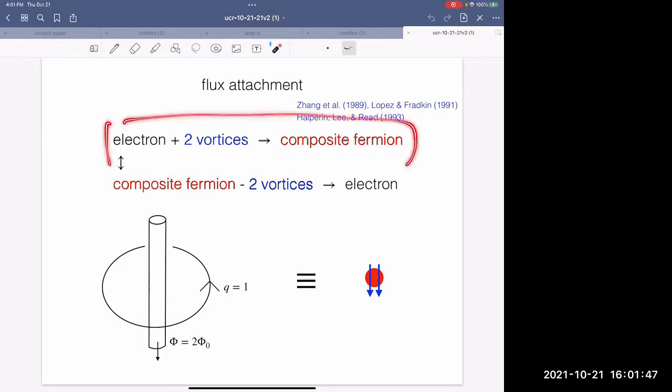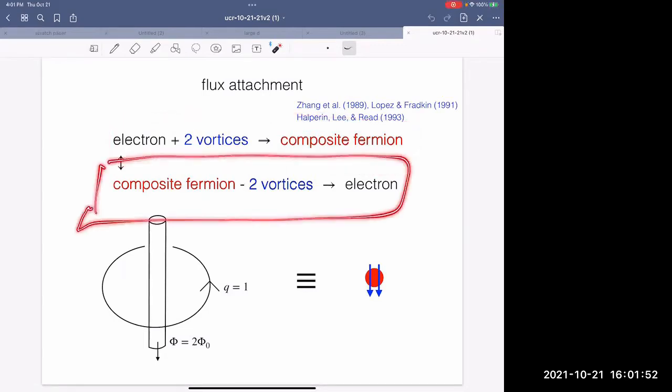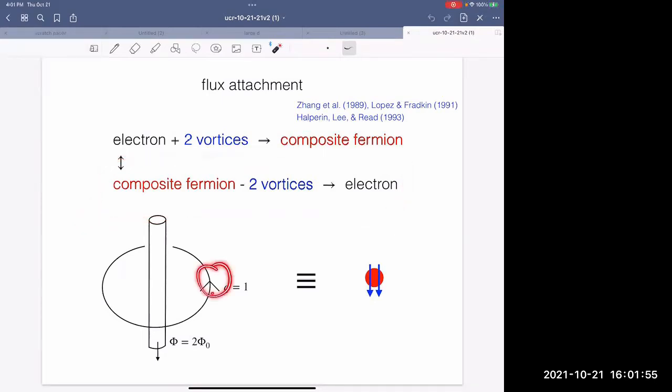When I'm rearranging this equation, we see that a composite fermion attached to two vortices pointing downward is the same as an electron. So somehow this is a way to describe electrons in terms of this composite fermion vortex composite. That's the sort of composite particle that I'm going to focus on today. To simplify the notation, so I don't draw this all the time, I'm going to indicate this composite by this red disk and the two blue arrows going down.